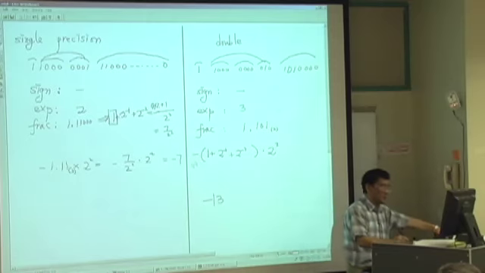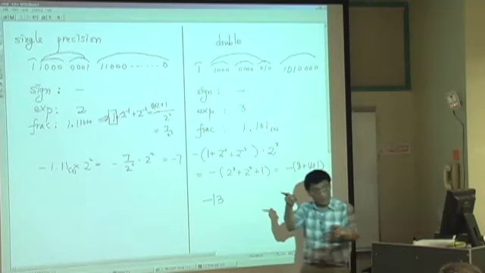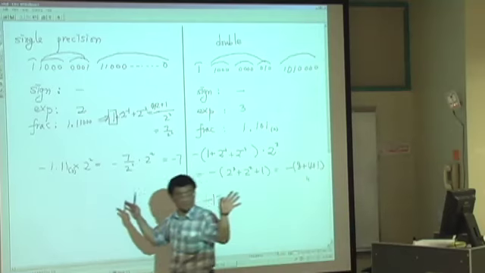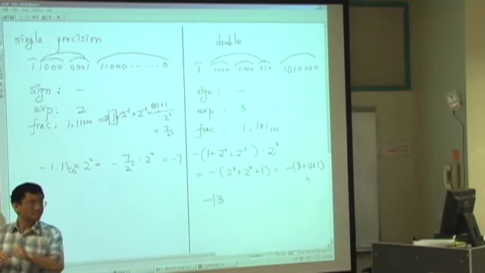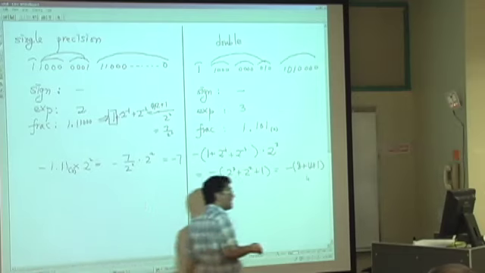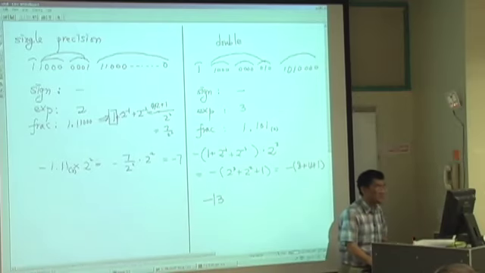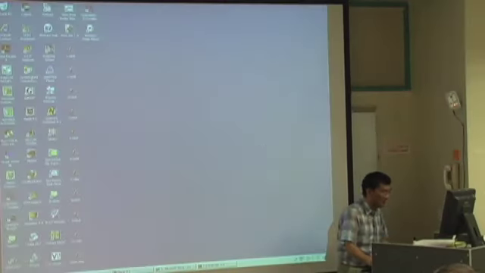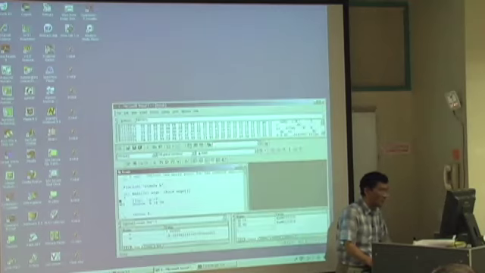Then let's convert it to decimal representation. Then we can multiply by 2 to the power of 3 inside: 2 to the power of 3, 2 to the power of 2 plus 1, and then it is 8 plus 4 plus 1, and negative 13, correct. Any questions? Then I will check these things in the debugger, and I will show you how these are designed.